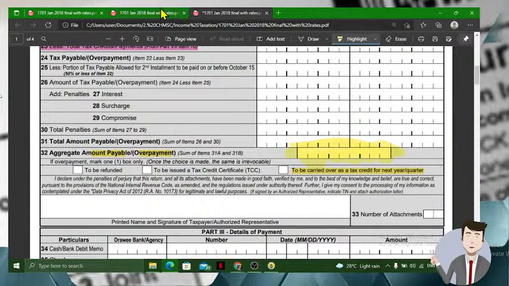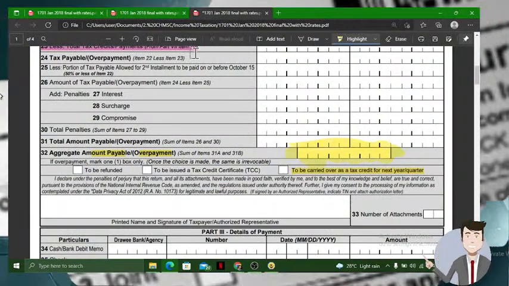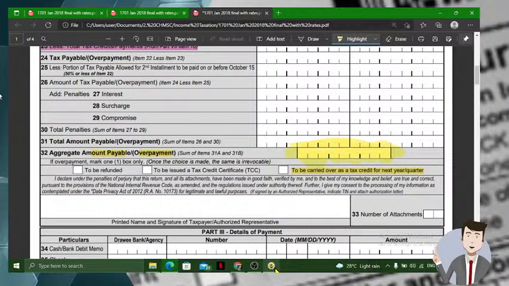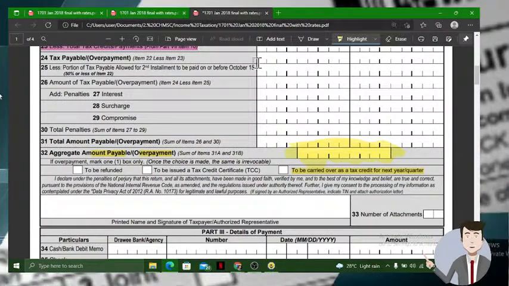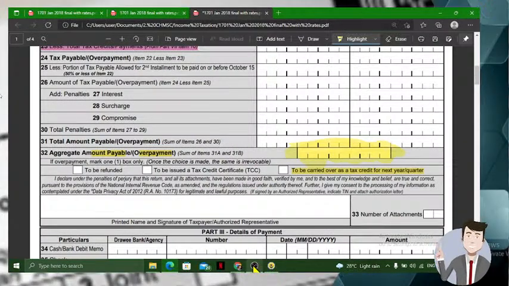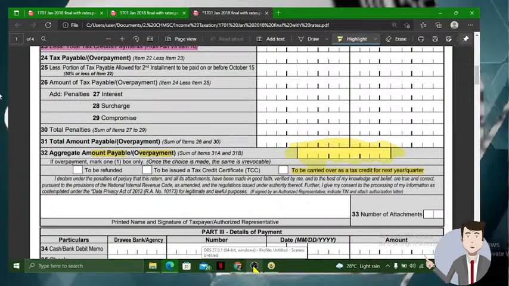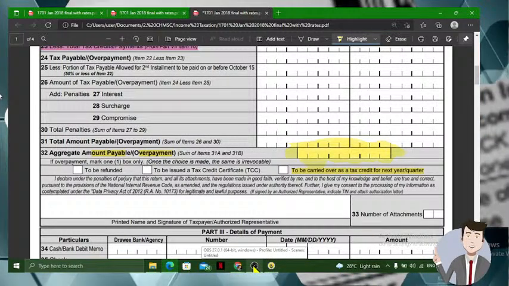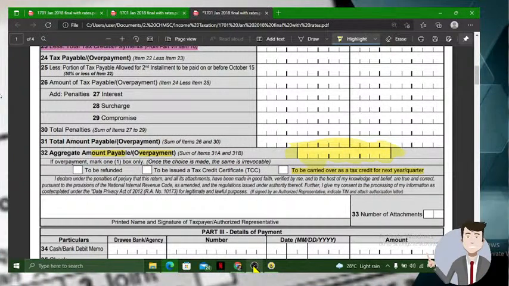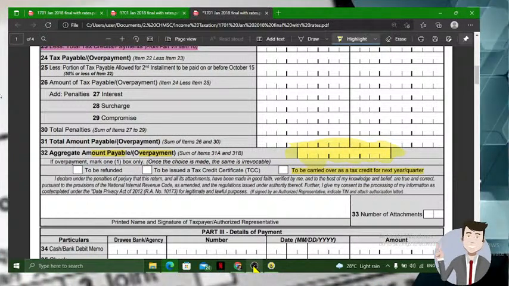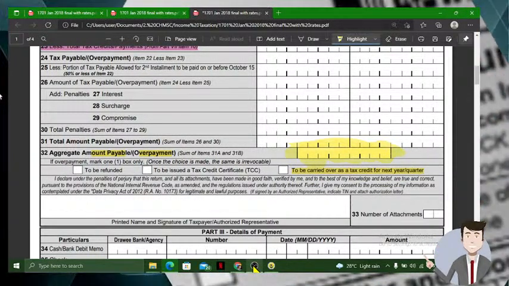So that's the end. Okay? So that's the end of our discussion on how to file and how to fill up your BIR Form 1701 for individual taxpayers.